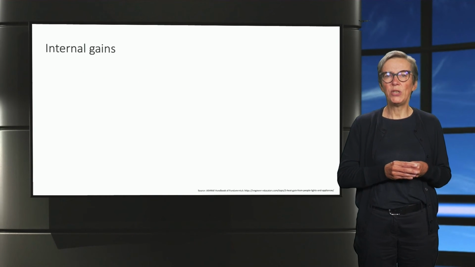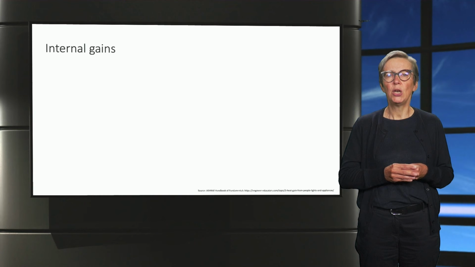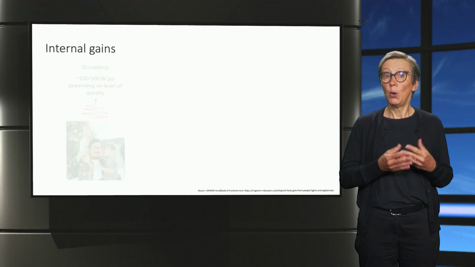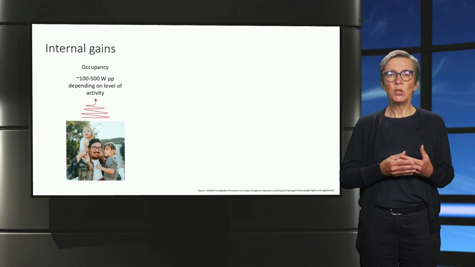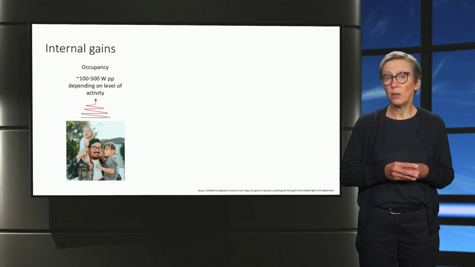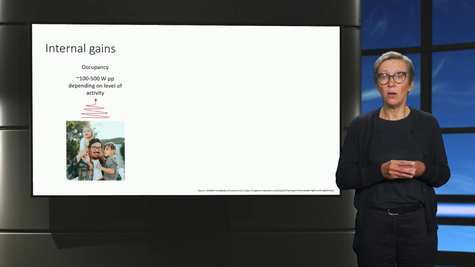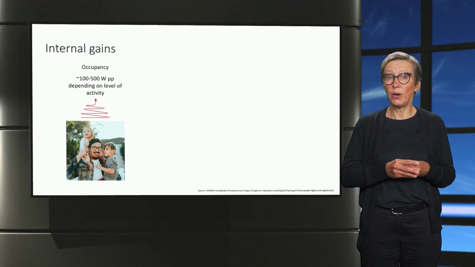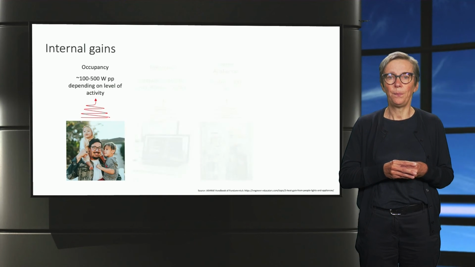This is heat which is generated inside the building due to the presence of people in the building. As you might have noticed, if you are with many people in a room, the room will heat up very quickly. The reason for this is that one resting person produces approximately 100 watts of heat, while a very active person can produce up to 500 watts of heat.